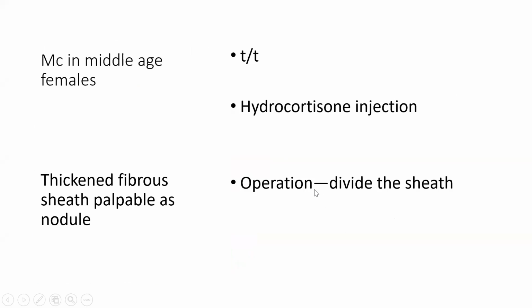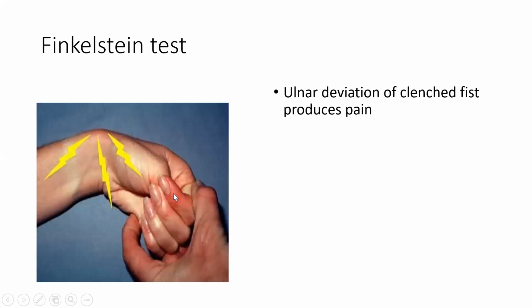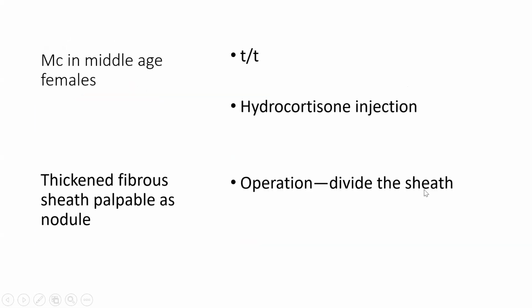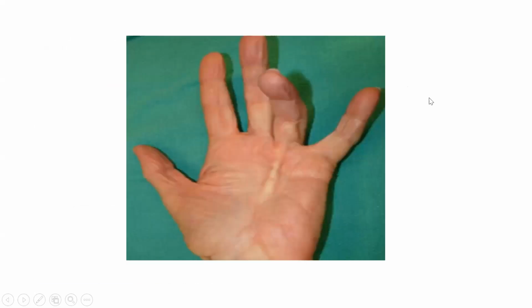And then divide that sheath. So if you divide that sheath, obviously वो relax हो जाएगा. If you divide this sheath, the tendons would be free and there would be no pain. So the treatment, the operation, would be dividing the sheath. Okay. Now this is something which is commonly seen.